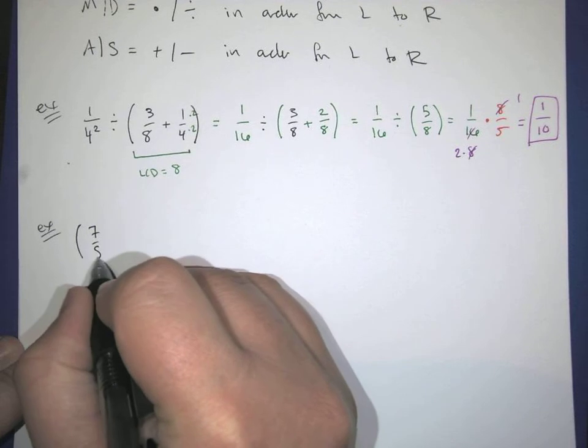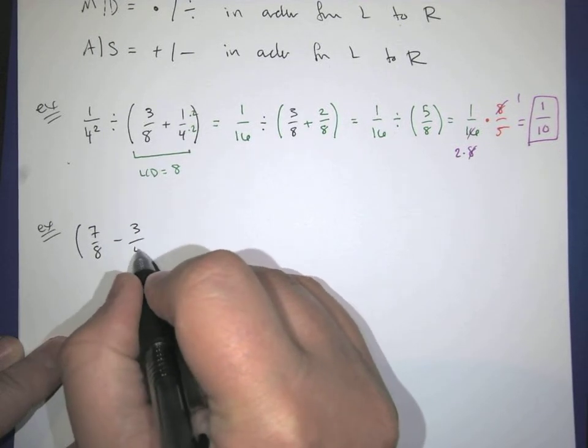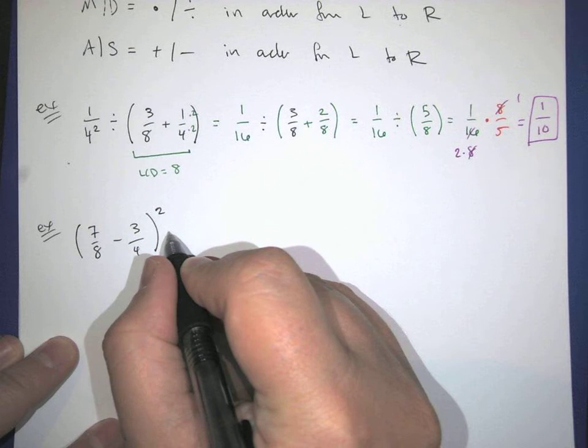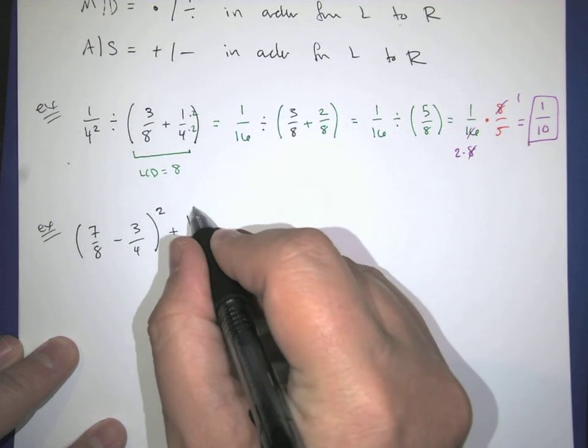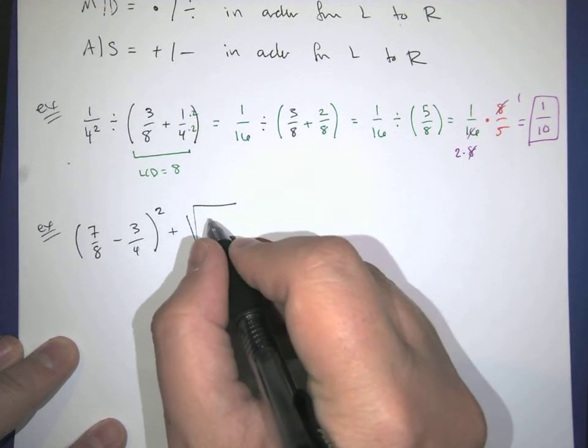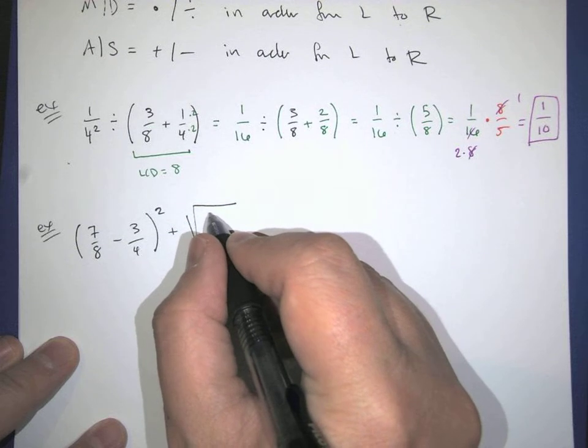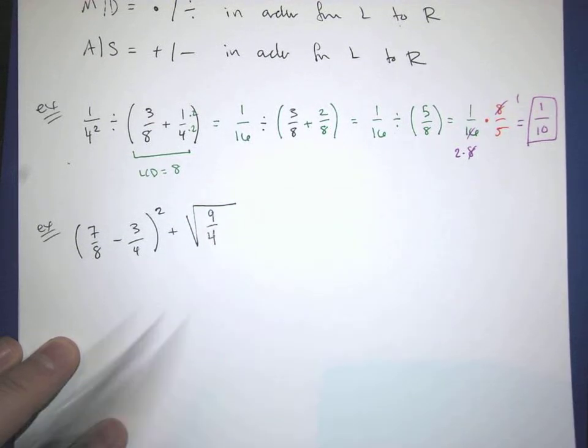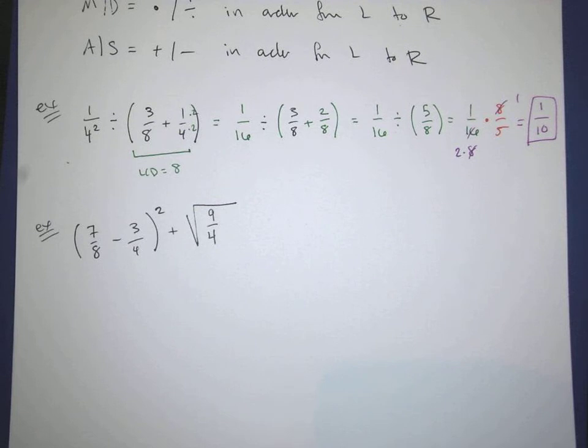How about something like 7/8 minus 3/4? Let's square it. Let's add it to the root of 9/4. So there are a couple of things going on. There's exponents here, there's roots. We briefly did exponents and roots back in 4.3. I probably almost made it sound like we're never going to use it, but hey, here it is again. I didn't mean to sound like we were never going to use it.